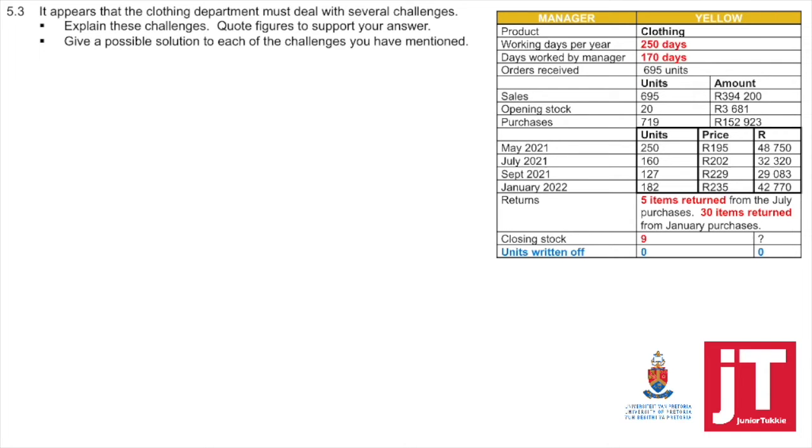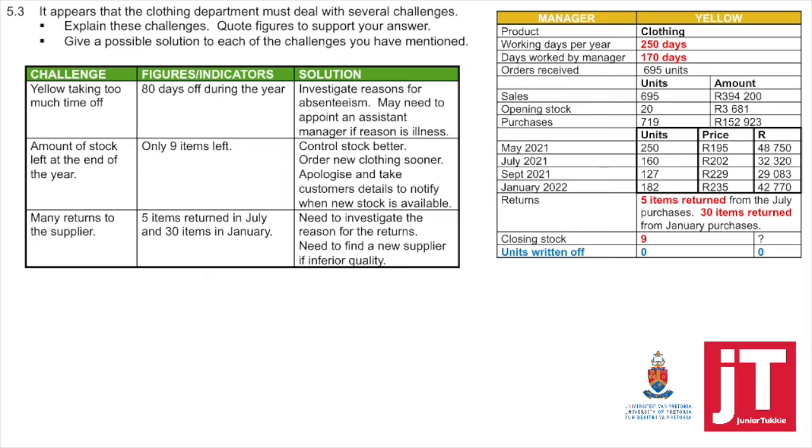If we look at returns, 5 items were returned in July, 30 items were returned from the January purchases. So that is a lot. If we look at our closing stock, there's only 9 items left over of clothing. So the challenges the business is facing, this department specifically, the manager is taking too much time off. You need to make sure that you show and quote figures.